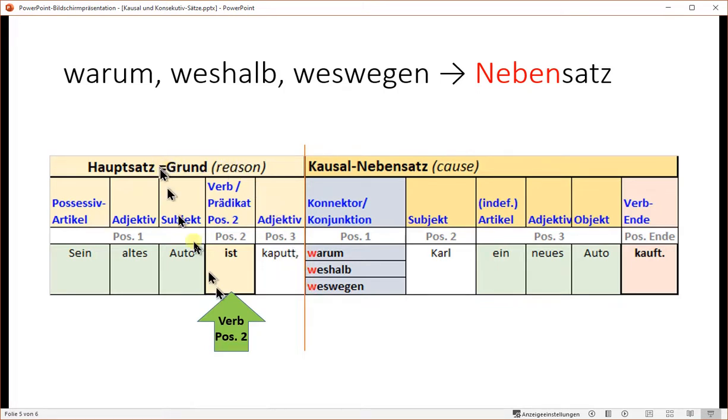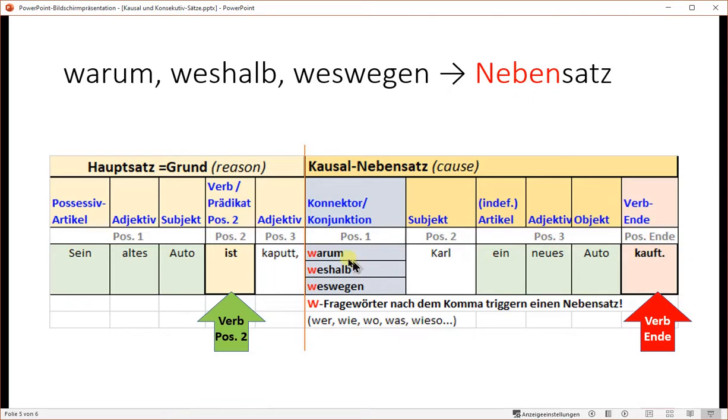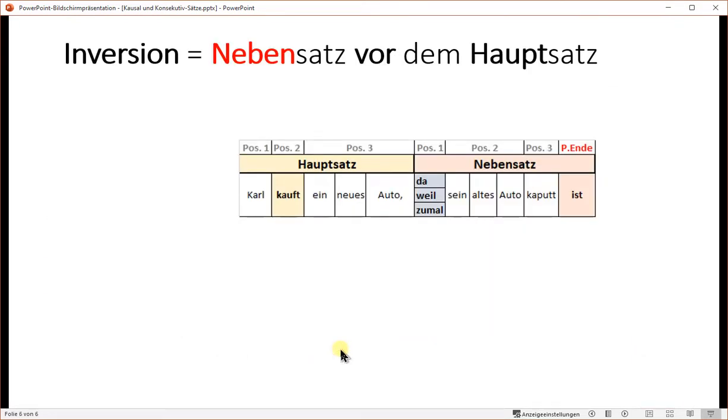So in the first Hauptsatz here, the verb is of course in position 2. You already know why we count like that. And in the Nebensatz, of course, the verb is at the end. So these 3 words are not just connectors, they are so-called W-Fragewörter, W question words. And if you use a W-Fragewort nach dem Komma, after the comma, it will trigger a Nebensatz. And you know other W-Fragewörter, for example, wer, wie, wo, was, wieso, whenever you use them, they will trigger a Nebensatz if they are used after the comma.